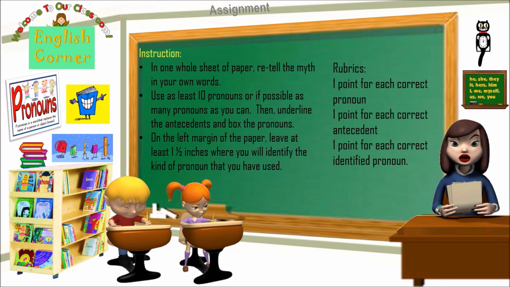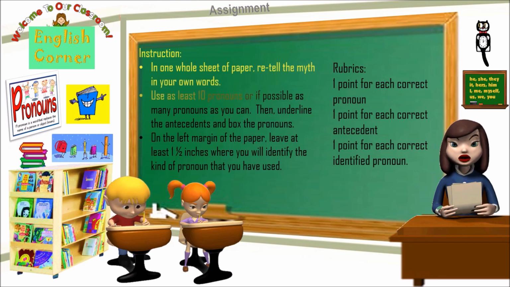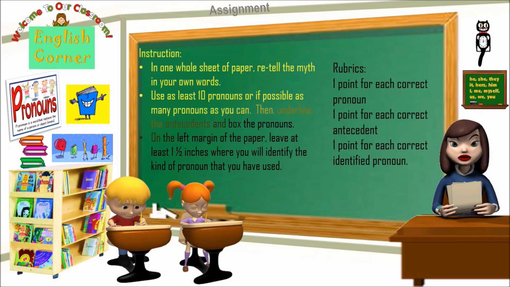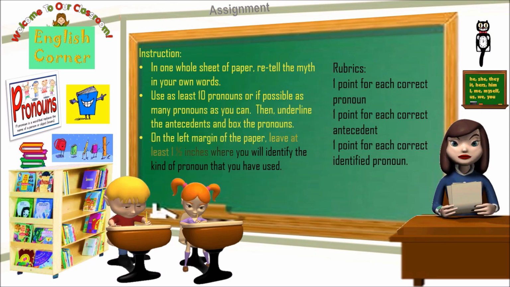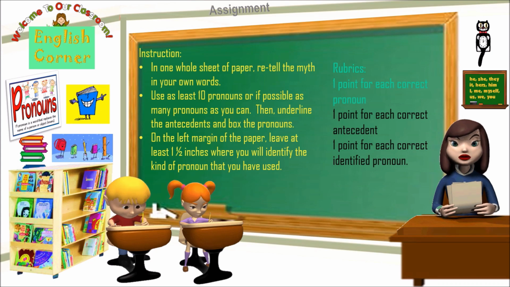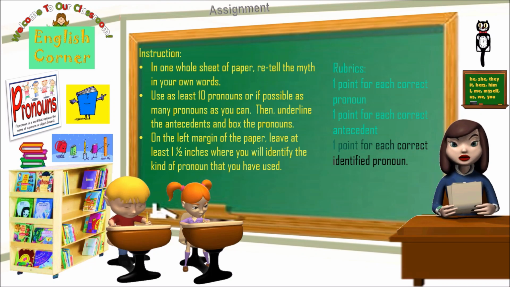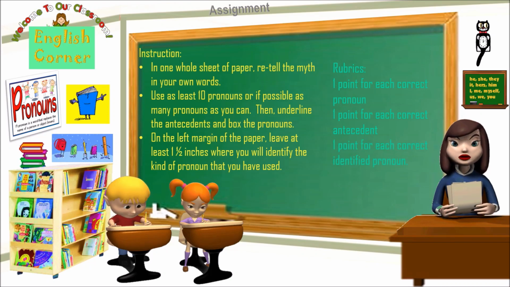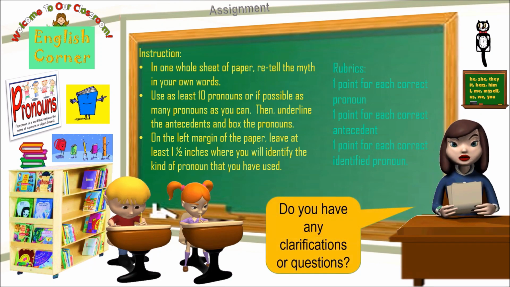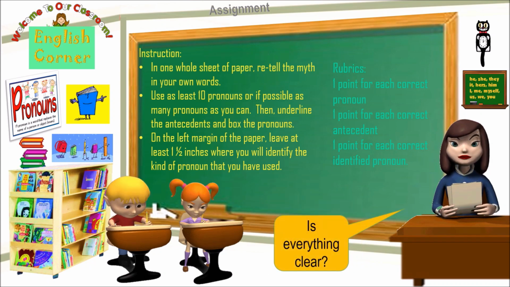For your assignment, in one whole sheet of paper, retell the myth in your own words. Use at least 10 pronouns or, if possible, as many pronouns as you can. Then, underline the antecedent and box the pronouns. On the left margin of the paper, leave at least 1.5 inches where you will identify the kind of pronoun that you have used. For the rubrics, kindly look at the board. Do you have any clarification or questions? None, teacher. Is everything clear? Yes, teacher.